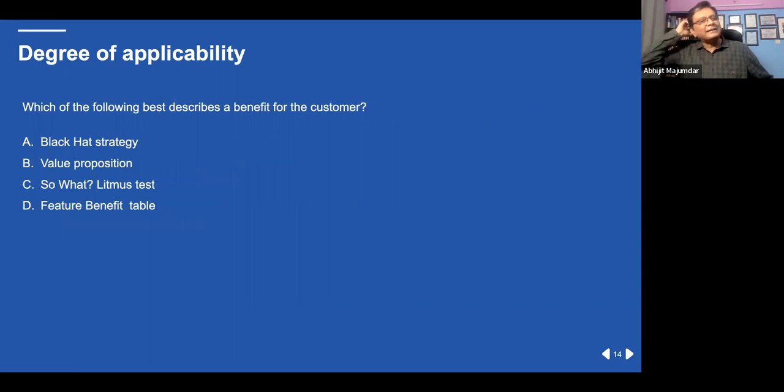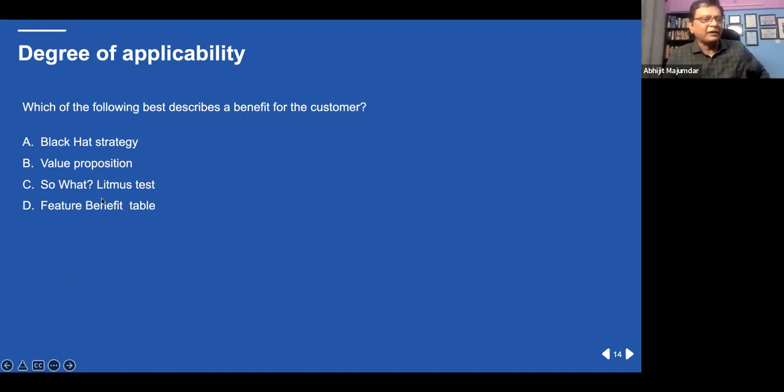And finally is the degree of applicability. This is basically a straightforward question. Which of the following describes a benefit to the customer? A black hat strategy, a value proposition, so what litmus test, feature benefit table. Now, if you say black hat strategy, straight away no, because it is used for competitive strategy. Feature benefit table, so what litmus test, and value proposition.